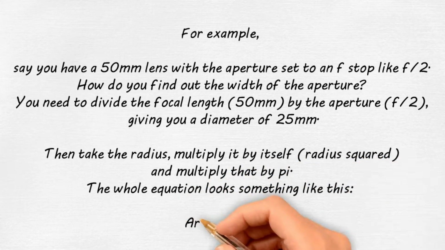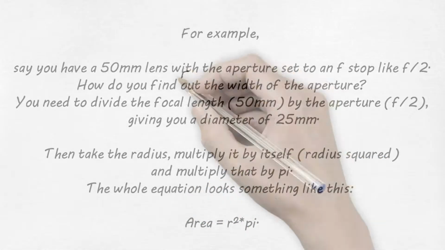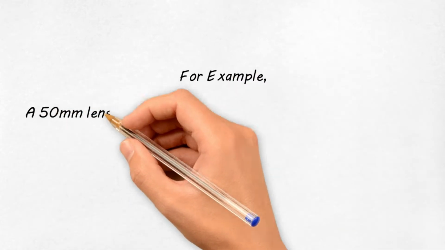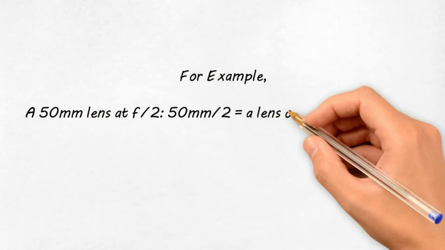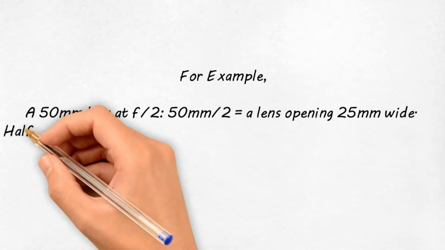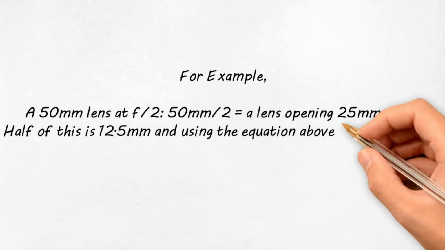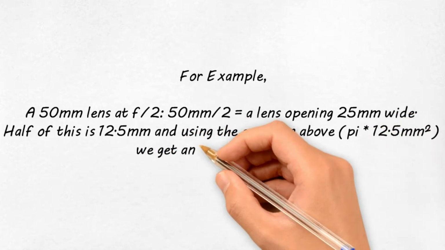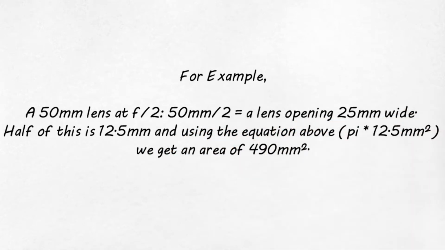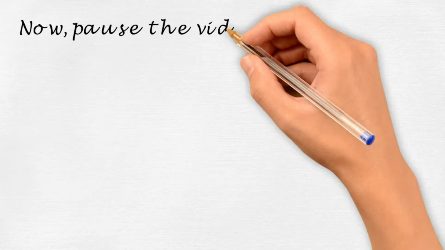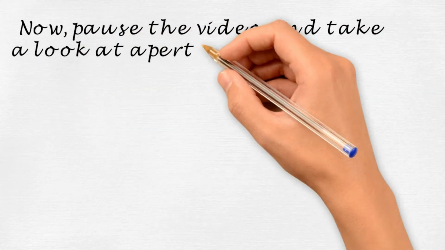Area equals r squared times pi. For example, a 50mm lens at f/2: 50mm divided by 2 equals a lens opening 25mm wide. Half of this is 12.5mm, and using the equation above we get an area of 490mm squared. Now, pause the video and take a look at aperture sizes again.